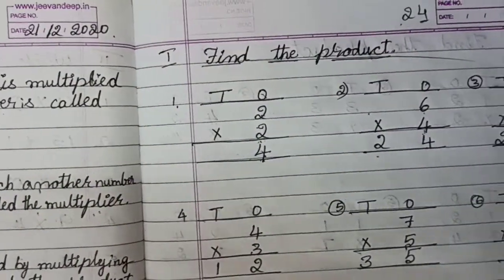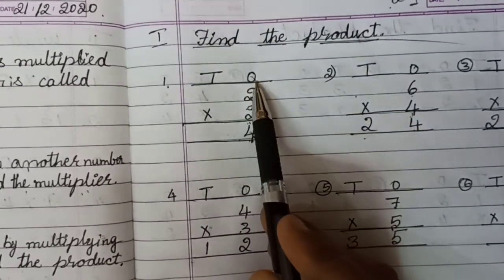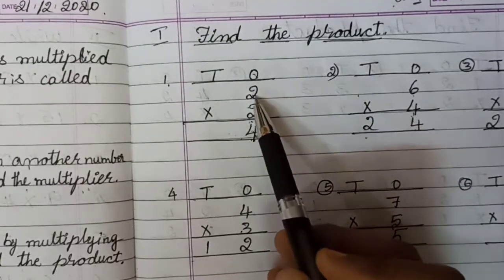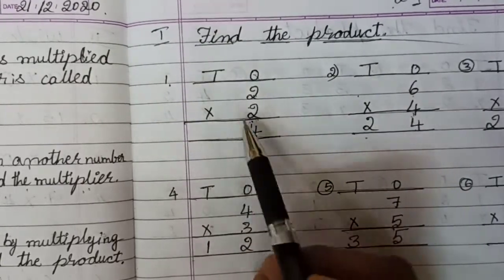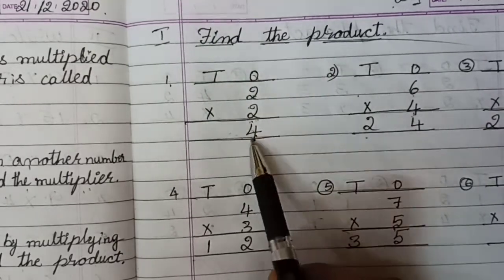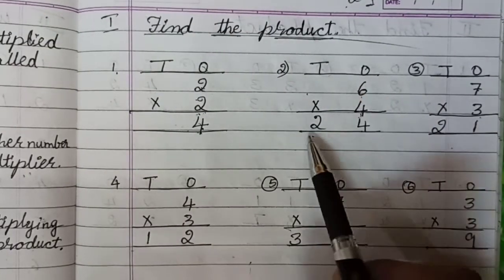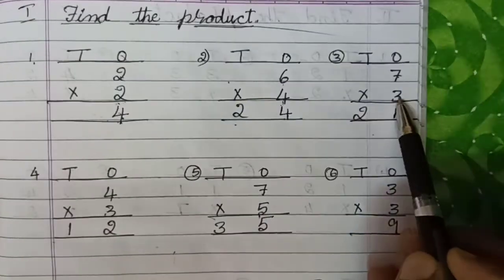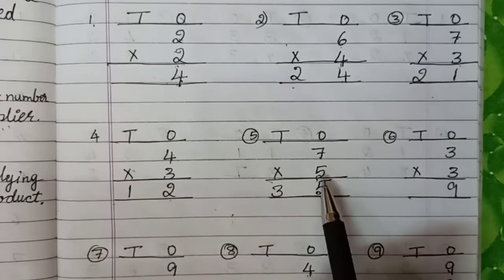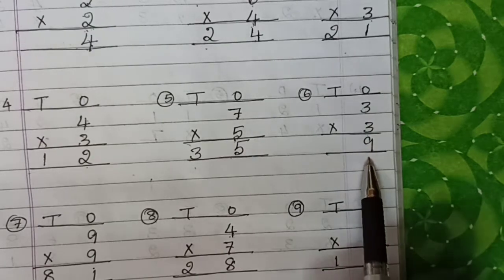Now let us solve some problems. Find the product. Here there is a tens and ones place. Today we are going to solve one-digit numbers. 2 into 2, how much children? Say the table of 2. 2 2s are 4. Like that, 4 6s are 24. 3 7s are 21. 3 4s are 12. 5 7s are 35. 3 3s are 9.